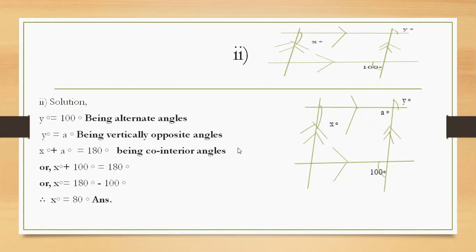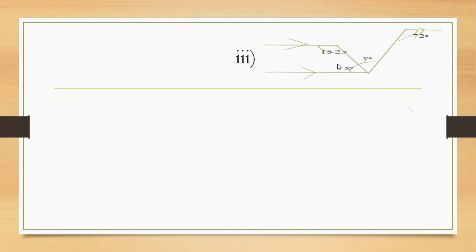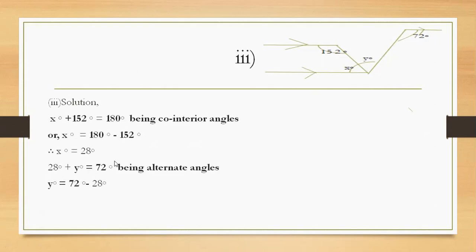Okay, now next one, look here. X value comes here 80 degree. Now here we found x plus 152. These two angles are co-interior angles. We found the value of x. After that, x and y added, then that will be alternate angle with this 72, because x plus y is this whole angle, complete angle. x plus y is 72 degree being alternate angle. After that, we get the value of y. Like this we find the value of y.